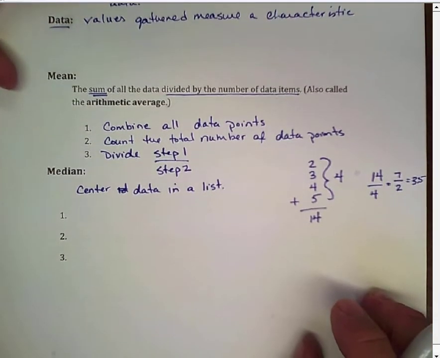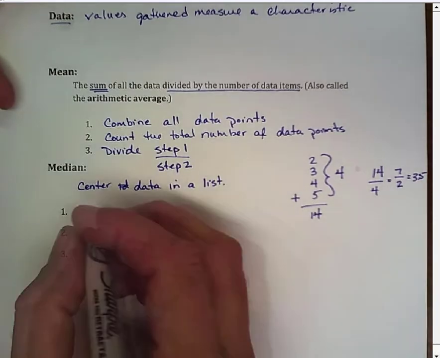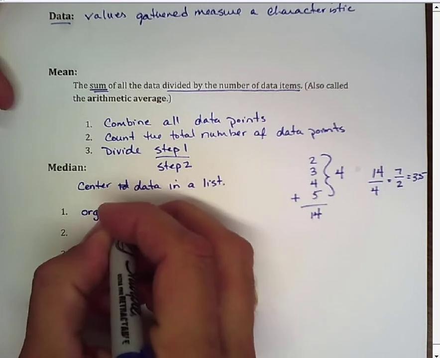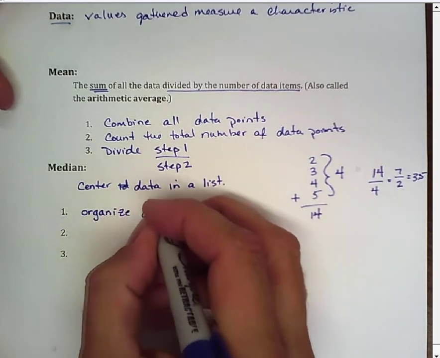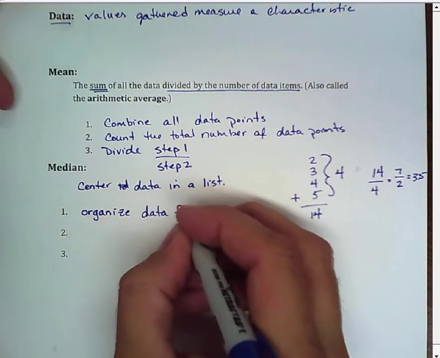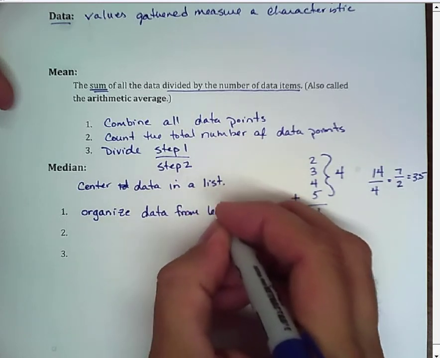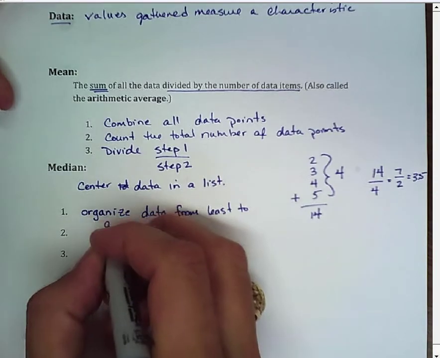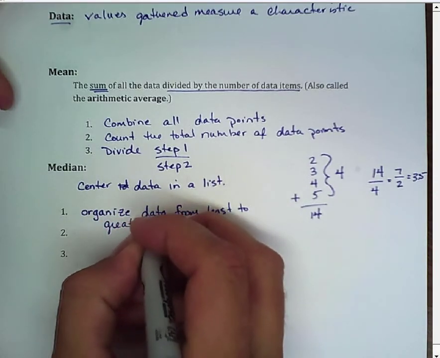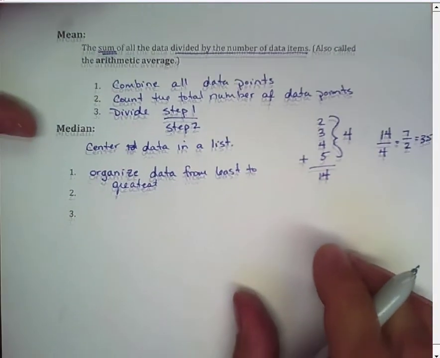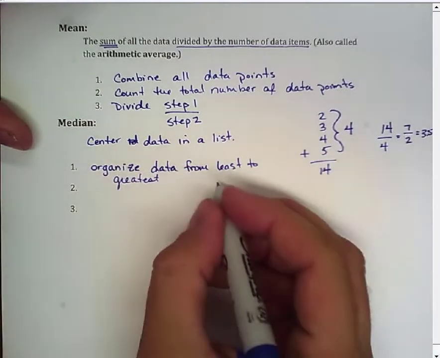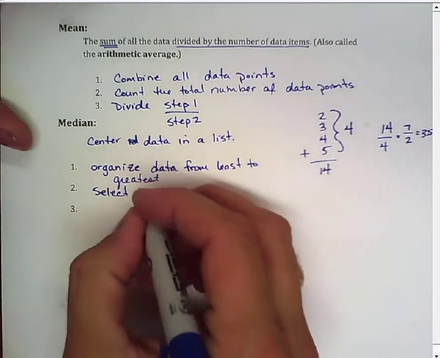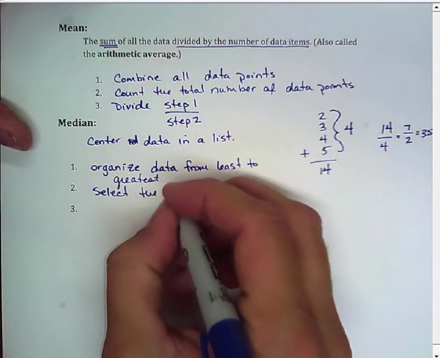So what we're going to do to find our median is you're going to organize the data from least to greatest. Okay, now, once you've organized, you're going to select the middle data point.